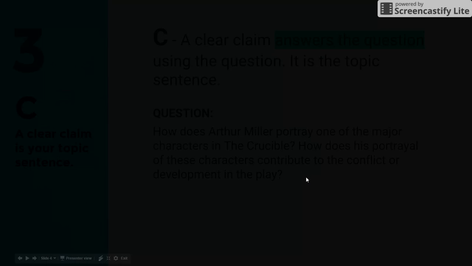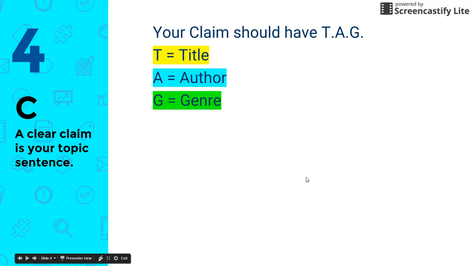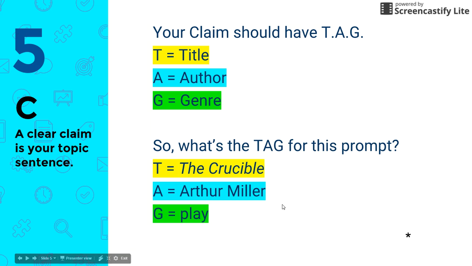Great. Now, when you write an answer to this question, you're going to need to have tag, or title, author, genre. You're going to need to include those in your topic sentence. So what's the title, author, and genre of this paragraph? Well, the title is The Crucible, the play that we're reading. The author is Arthur Miller, and the genre is a play. We're reading a play.